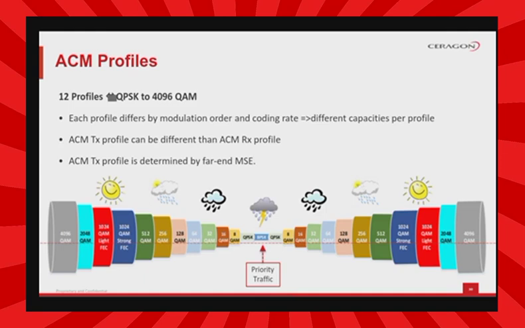The ACM transmit profile is determined by the remote received signal quality, expressed by MSE value. The receiver end is the one that initiates an ACM profile upgrade or downgrade. When the MSE improves above a predefined threshold, RX generates a request to the remote transmitter to upgrade its profile. If MSE degrades below a predefined threshold, RX generates a request to the remote TX to downgrade its profile. Each radio profile differs by modulation order and coding rate, so there are different capacities per profile. Once again, the ACM transmission current profile is determined by far-end mean square error.